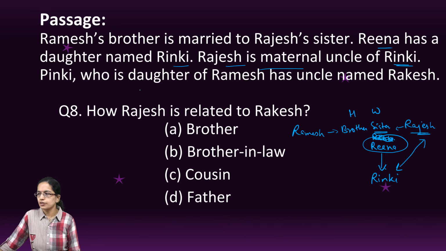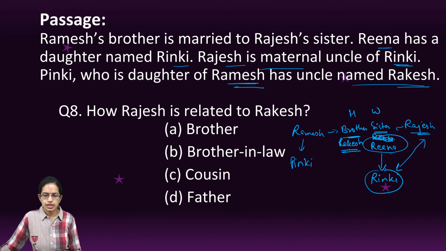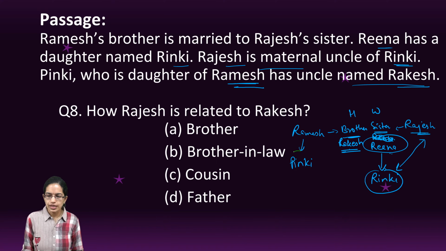understand the same scenario. Now Pinki, who is the daughter of Ramesh, has an uncle named Rakesh. Ramesh's daughter is Pinki, and she has an uncle named Rakesh. Now uncle would be brother of Ramesh, definitely. So brother of Ramesh would be who? Rakesh. Now when we are talking about husband and wife, who are husband and wife? Rakesh and Reena. And their daughter is who? Rinki. And the daughter of Ramesh is Pinki.